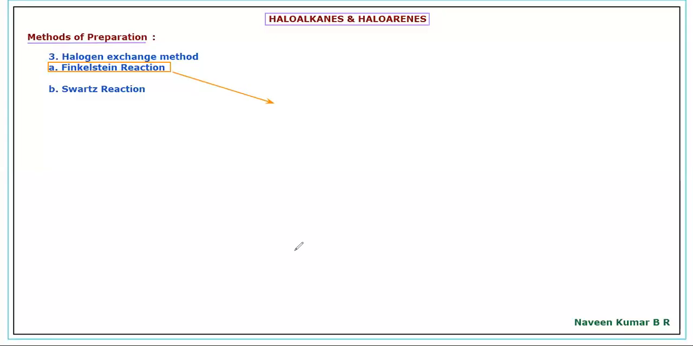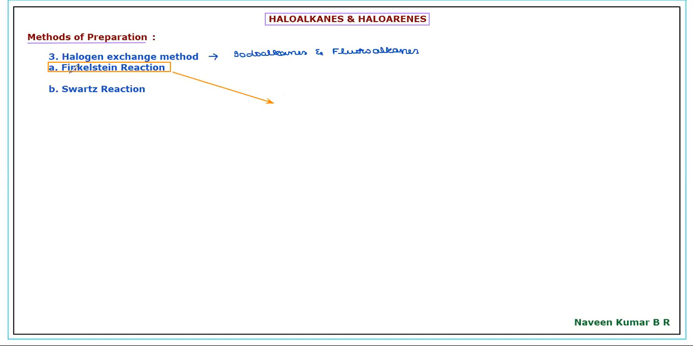Now we'll observe the special methods used for preparation of the haloalkanes. The halogen exchange method is useful for preparation of iodoalkanes and fluoroalkanes. Iodoalkanes and fluoroalkanes are conveniently prepared by using special methods called the Finkelstein and Swarts reactions, which are very important named reactions. We'll start with the first one here, the Finkelstein reaction.